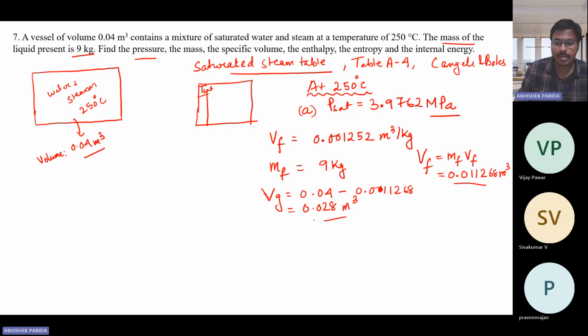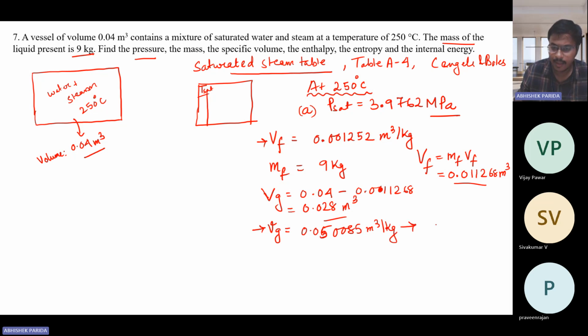Now, once this is done, can you calculate the specific volume? We can get the specific volume from the steam table. What is the specific volume? At 250 it is 0.050085 meter cube per kg.